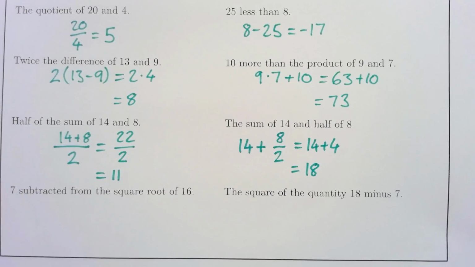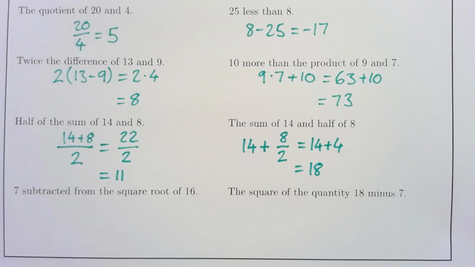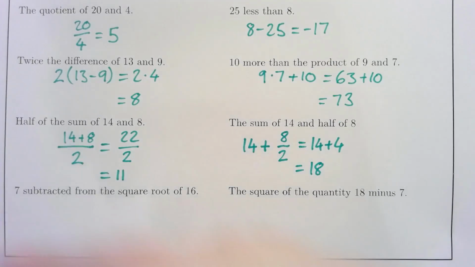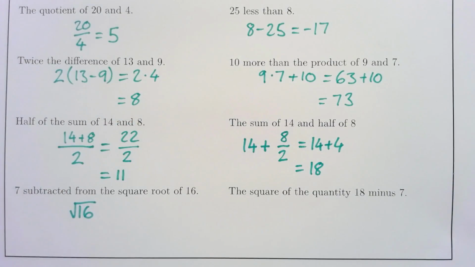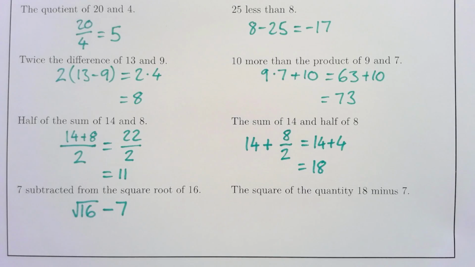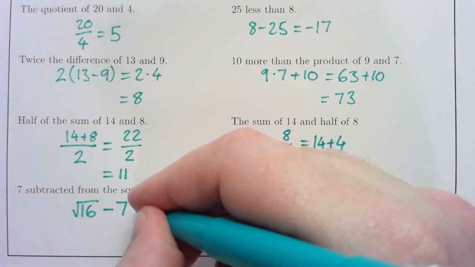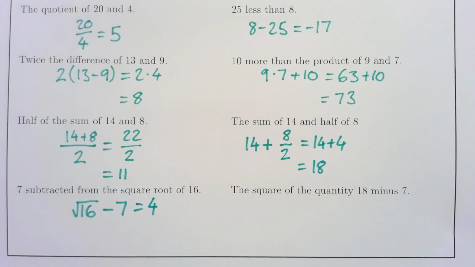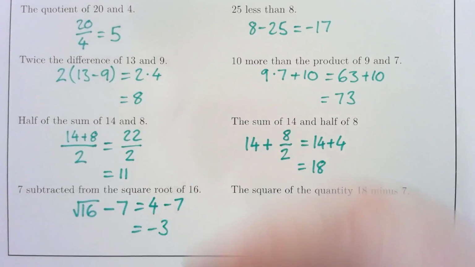7 subtracted from the square root of 16. So we can write down the square root of 16 like this using a radical sign. And then we need to subtract 7 from this. Now be careful, it would be tempting to put 7 take the square root of 16 because those are the orders the numbers are in the description. But notice that it says 7 is subtracted from the square root. So we need to write it like this. The square root of 16 is 4, and 4 take 7 is negative 3.